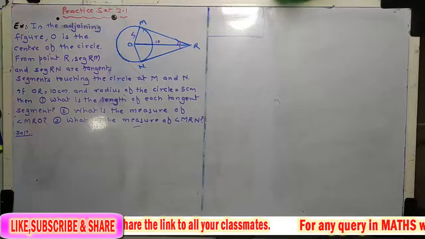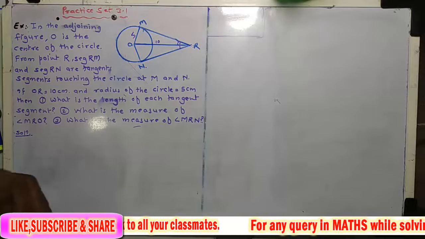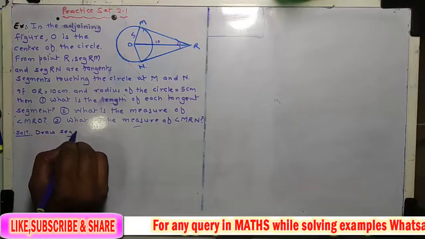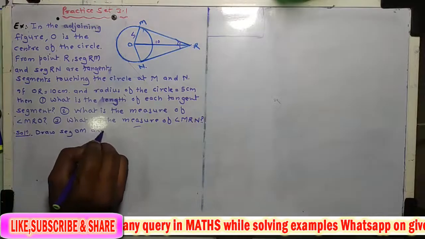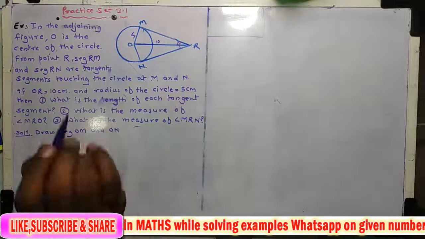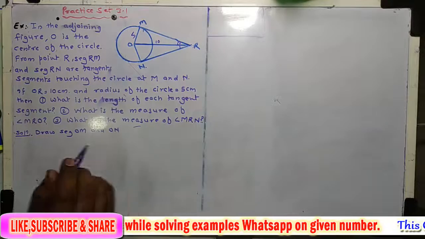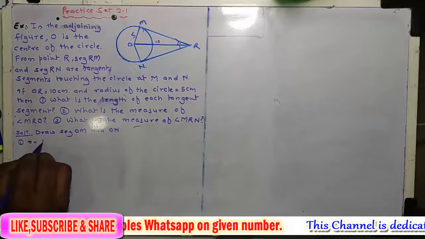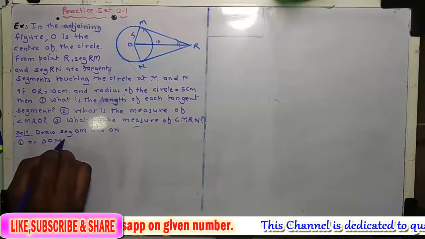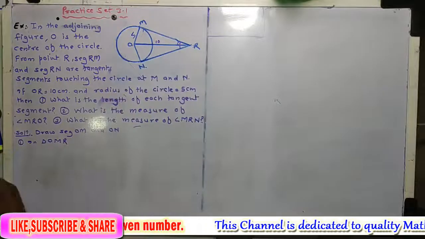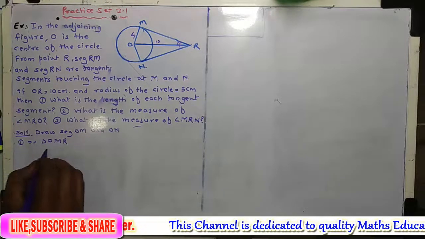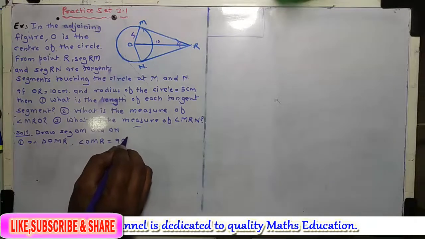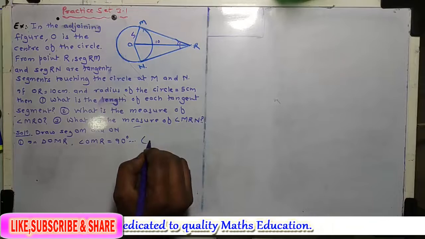So we start the solution. Draw segments OM and ON, because OM and ON are not given there. Now solution for the first part. In triangle OMR, angle OMR is equal to 90 degree. Reason is by tangent theorem.